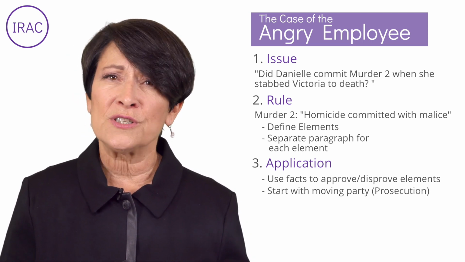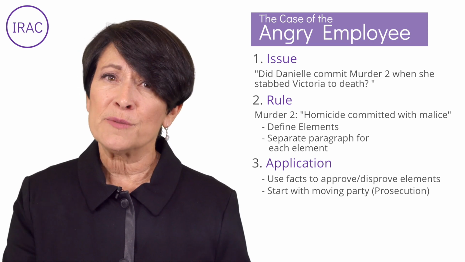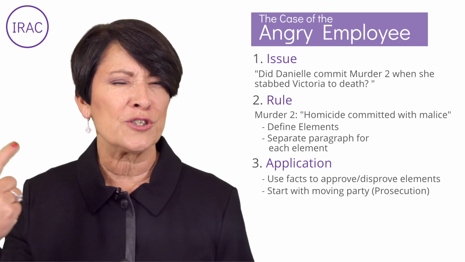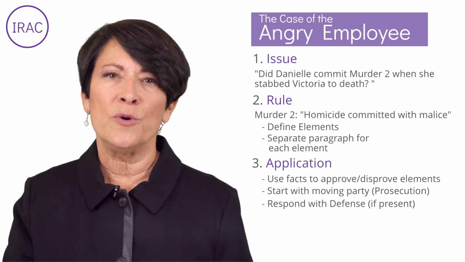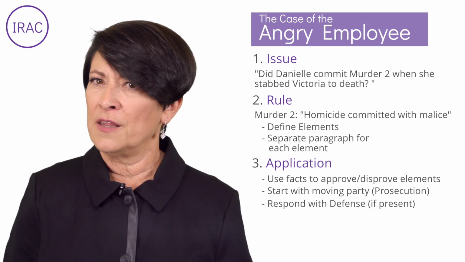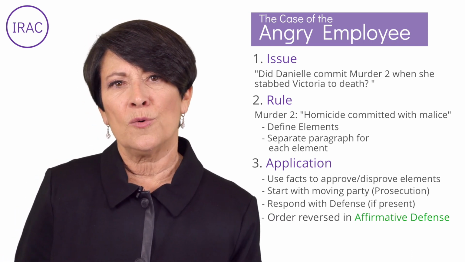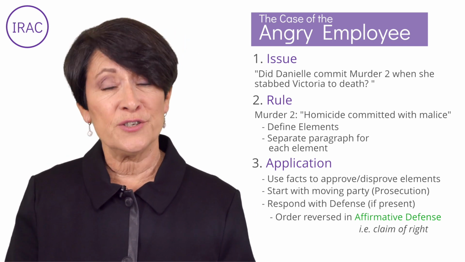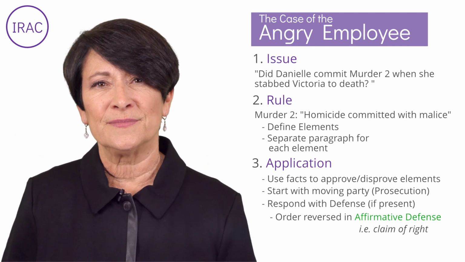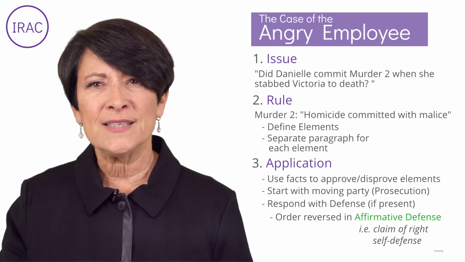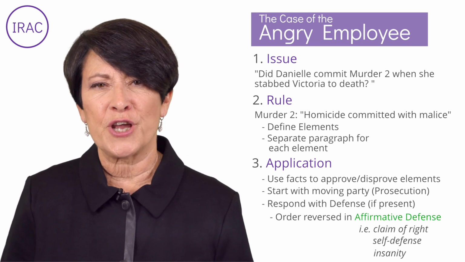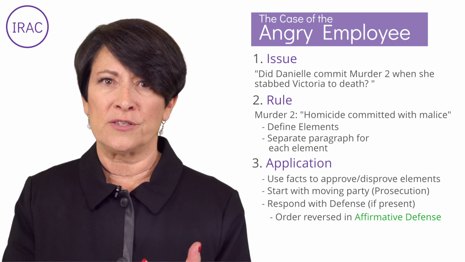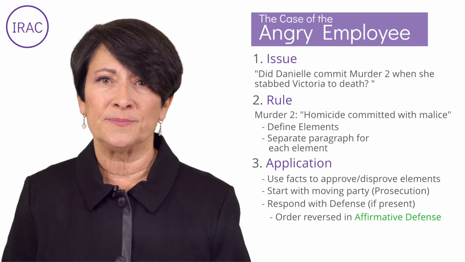In criminal law, we always start with the moving party. That means the party who bears the burden of proof. That means you're going to start with the prosecution's argument, the prosecution's voice, and then respond with the defense argument if there is one. The only time we change the order is where we're raising an affirmative defense on behalf of the defense. The claim of right, for example, in larceny, is an affirmative defense. The defendant would go first. So too is self-defense or insanity, as well as voluntary manslaughter generally. But our rule of thumb generally is your argument's going to start with the prosecution. Prosecution goes first, defendant responds.